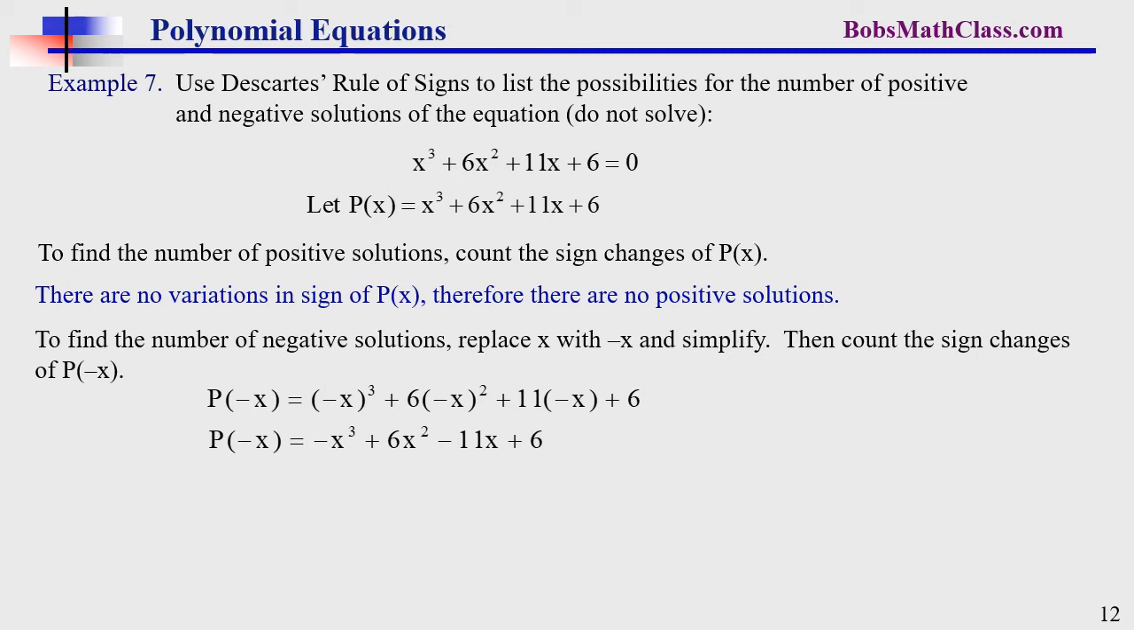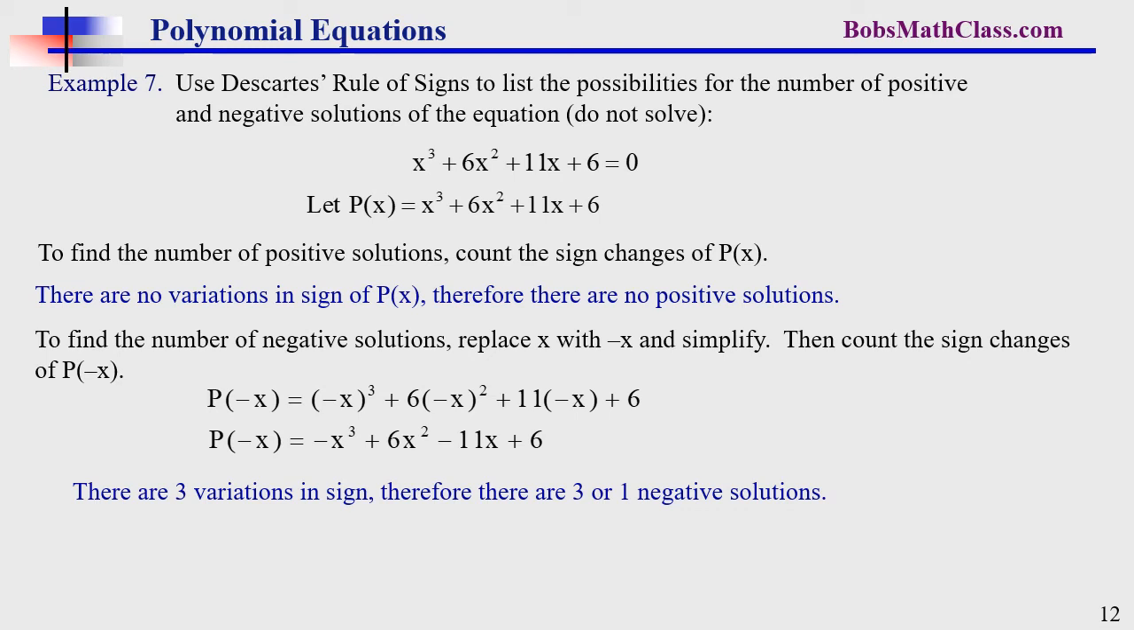Okay, so we don't start with the first term. We look at the second term because we want to know if it's different from the first term. Is the sign of the second term different from the sign of the first term? Yes. That's one variation. Now we look at the third term. Is it different from the second term? Yes, that's different also. How about the fourth term? Is it different? Yes. So there are 3 sign changes.